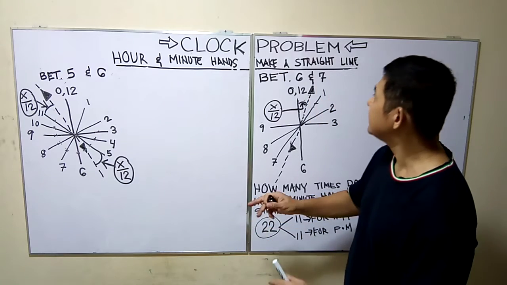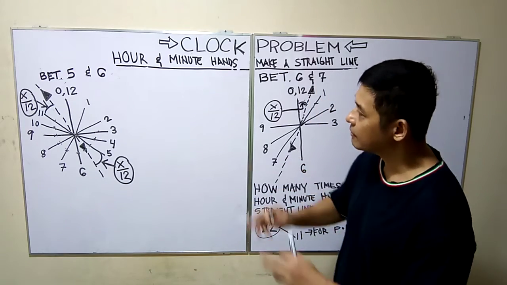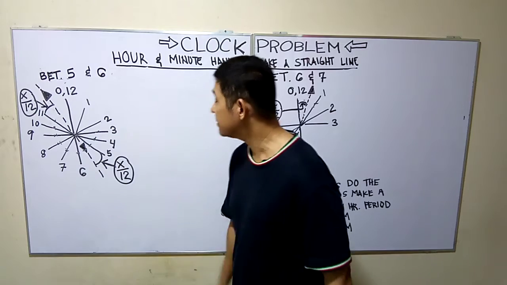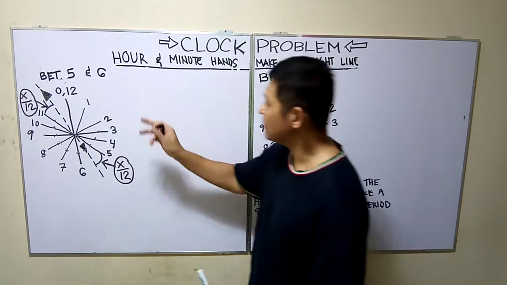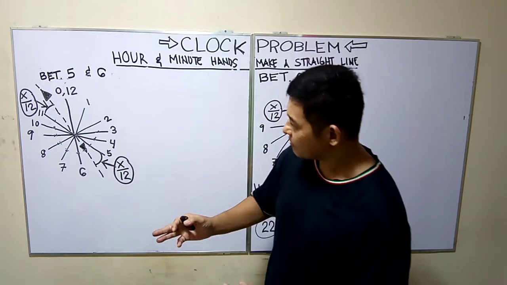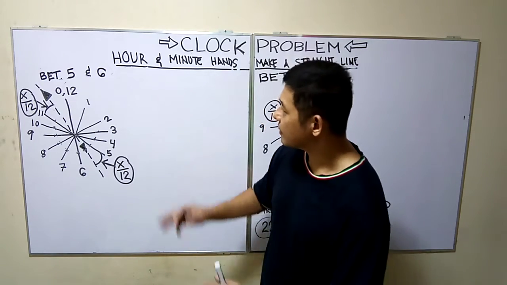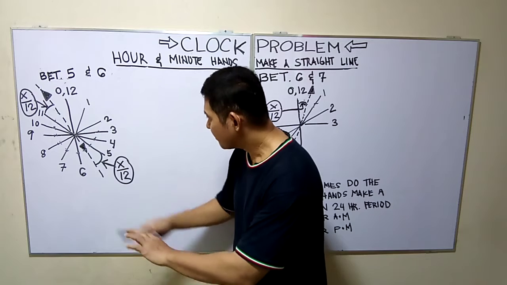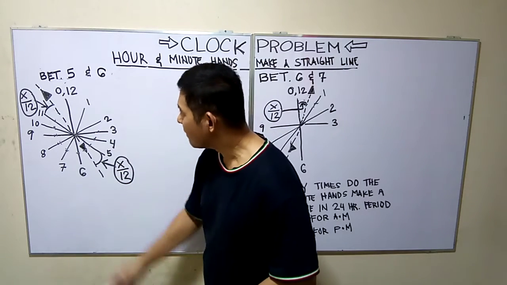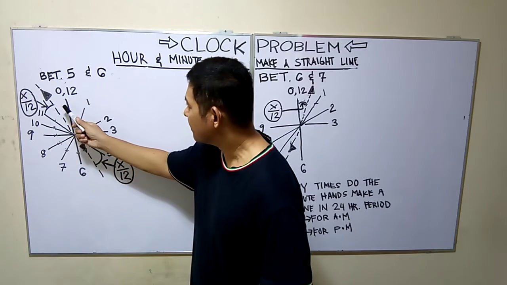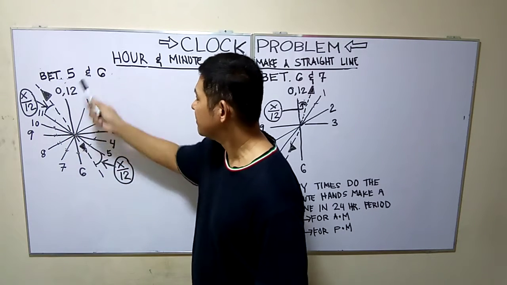hour and minute hands make a straight line. First, between 5 and 6. Second, between 6 and 7. Unahin natin itong between 5 and 6. Ibig sabihin yung hour hand nasa pagitan ng 5 and 6. And yung minute hand nasa pagitan naman ng 11 and reference point.